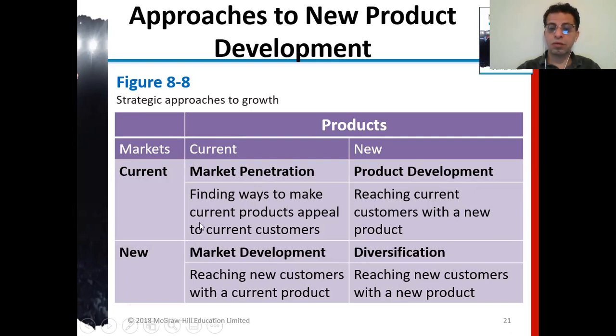Here you do a market penetration. Here you do a market development if the market is new, reaching a new customer with a current product. Now, if you have a new product for the current market, you do a product development, which is what we did for Banner, reaching the current customer with a new product. We spoke with the customers who already used some of our services. And if it's new in both, you do diversification, reaching a new customer with a new product.